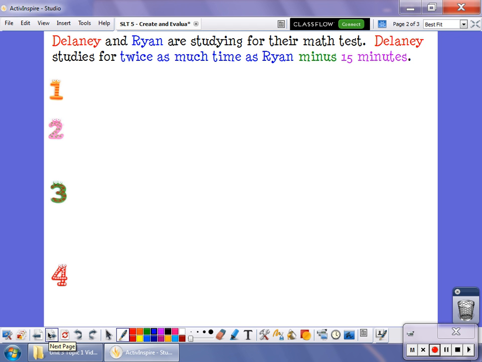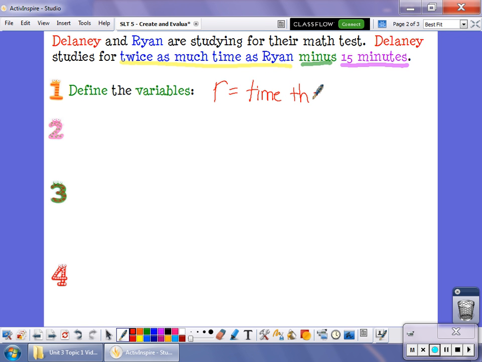Delaney and Ryan are studying for their math test. Delaney studies for twice as much time as Ryan minus 15 minutes. So what we're going to try to do is figure out how much time Delaney studied for. So the first thing I want to do is define my variables. I know that Ryan studies, let's make that a lowercase r. I know that Ryan studies for some amount of time. So r is going to be the time that Ryan studies.